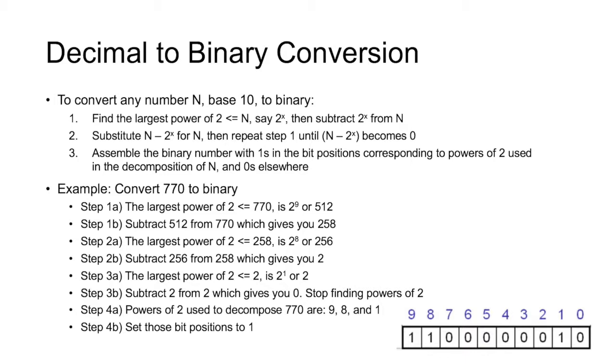Since the largest power of 2 that fits into 770 is 512, we subtract 512 from 770, and that gives us 258 left over. Then we find the next largest power of 2 which fits into 258, which happens to be 256. We subtract 256, and we're left with 2. Then the next power of 2 that's less than or equal to that is 2 to the 1, or 2. We subtract 2, that gives us 0, and wherever we did the subtraction, we put a 1 in that column. The binary number we end up with is 1, 1, then six zeros, a 1, and a 0.